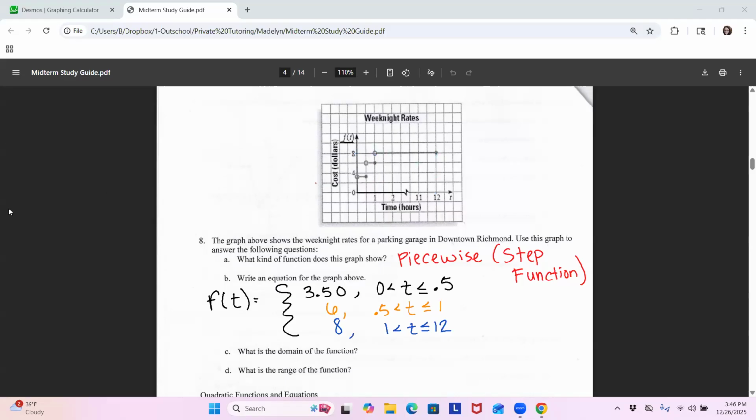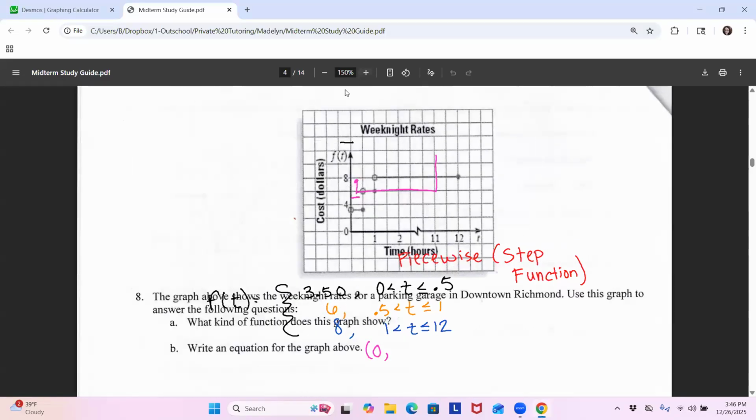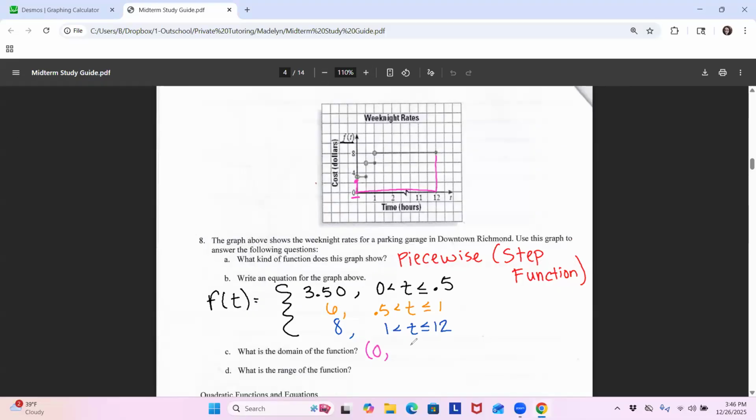All right, what's the domain of this function? Well, it starts at 0, open dot. So we'll do soft 0 and it goes on the X or the T to 12. And is that solid? I think that's solid, yeah? Again, this is kind of bad. I did make a scan of this, so this could be my fault. I think let's assume that one's solid. So let's go 0 to 12, solid on the 12.